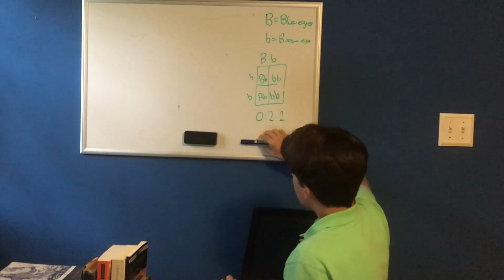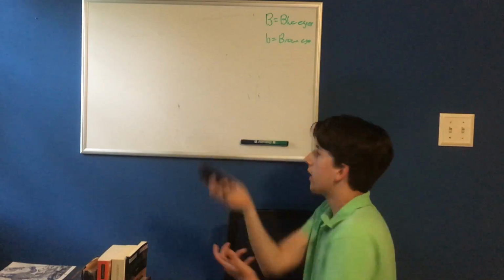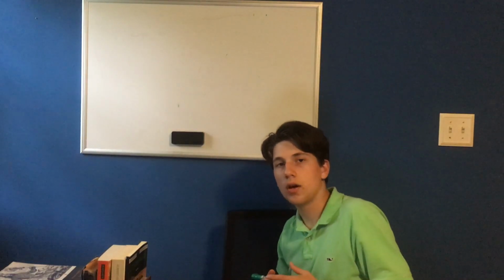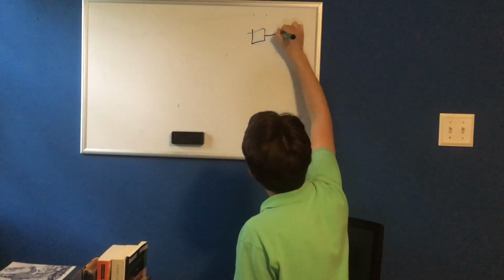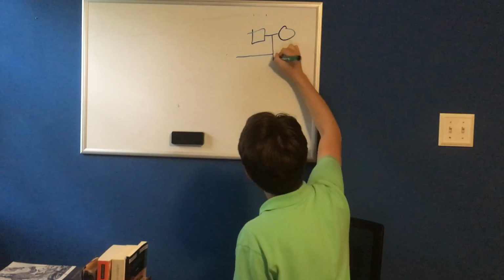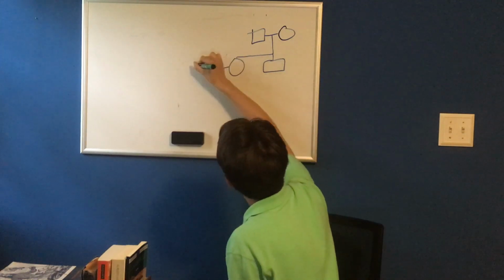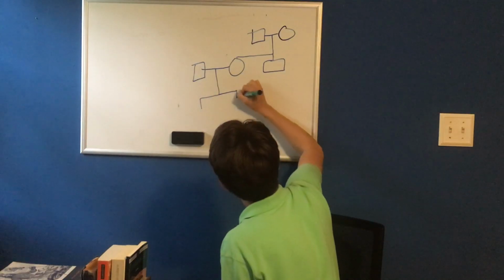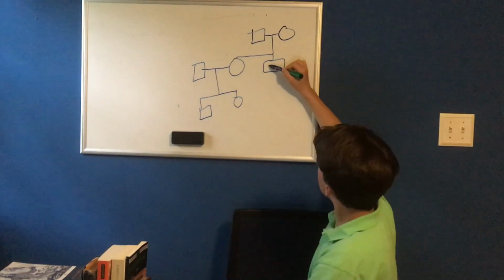But there's another thing we have to cover in genetics, and that's called a pedigree. And a pedigree is how you can trace family genetics. So we're going to do a pretty simple pedigree here. We're going to use squares to illustrate men, and we're going to use circles to illustrate women.